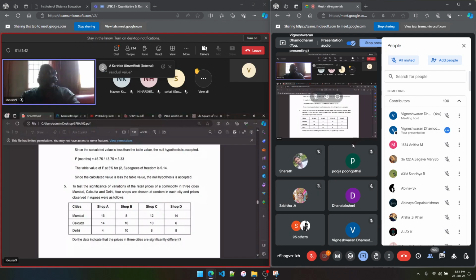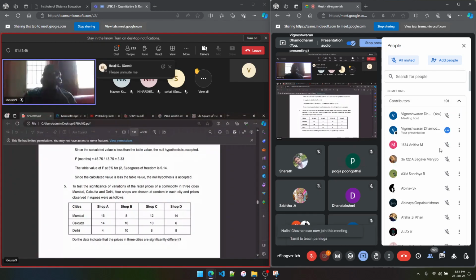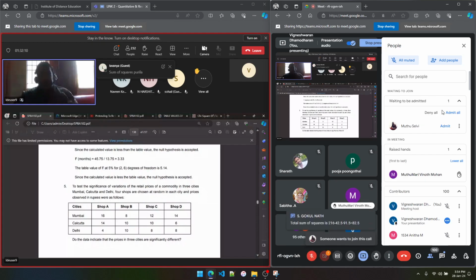Okay, now we want to do the next one. See, cities, shop A, shop B, shop C, and then shop D. Now there are 3 cities: Mumbai, Calcutta, and then Delhi. Then shop A, shop B, shop C, and then shop D.